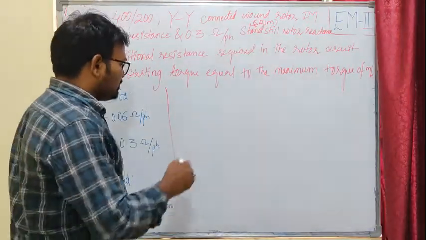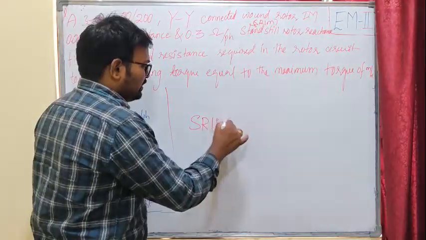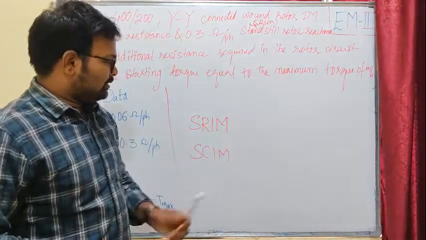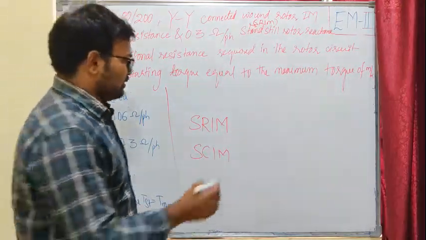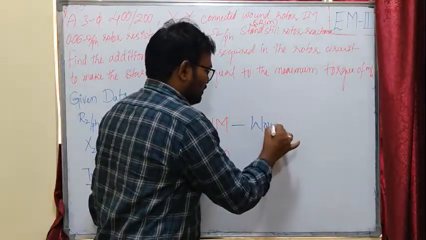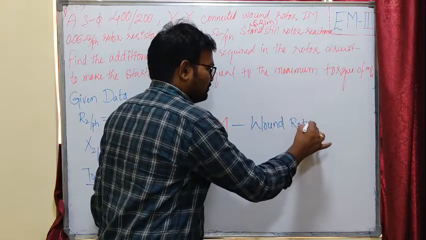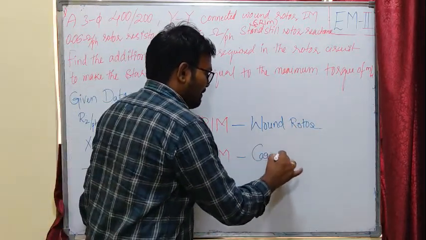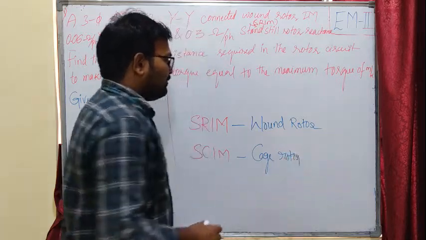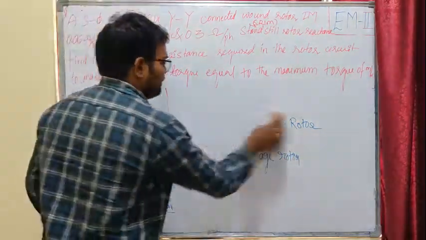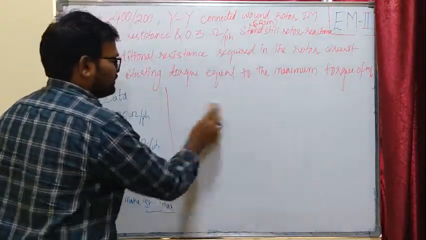So we have two types of induction machines. One is slip ring induction machine, another is squirrel cage induction machine. You know there are two types of induction machine based on the rotor construction. So our slip ring induction motor can also be called as wound rotor, and squirrel cage induction motor is called as cage rotor. This is the difference. Whenever they mention wound rotor means we are dealing with slip ring induction motor. So that is the idea. So let us see the problem.